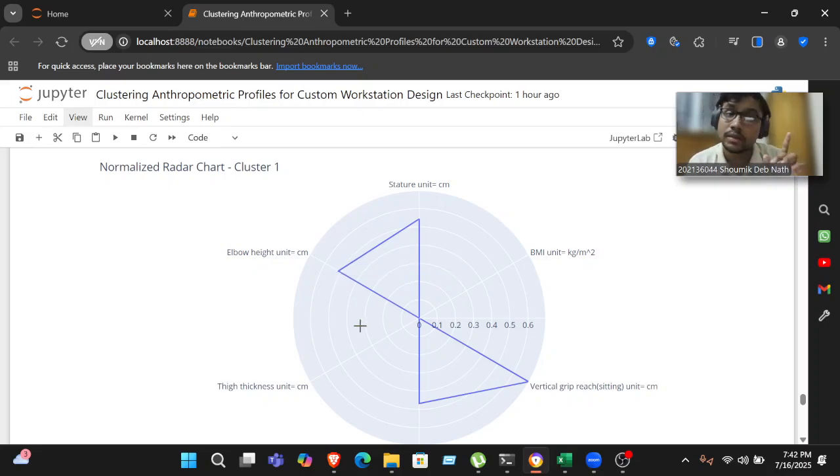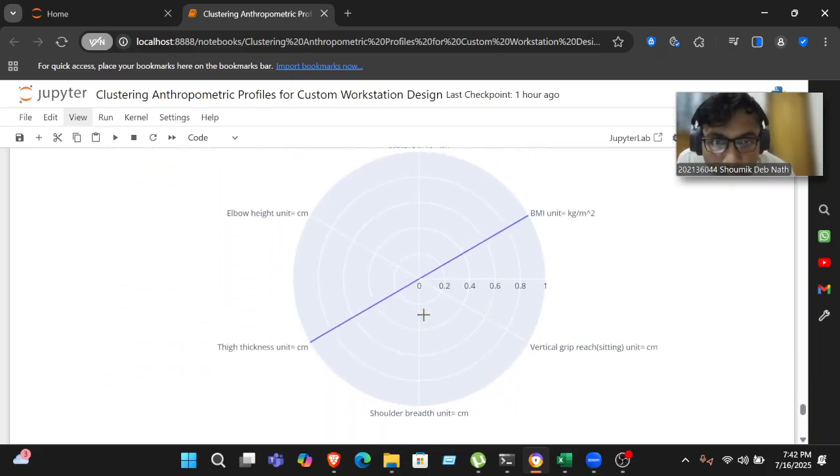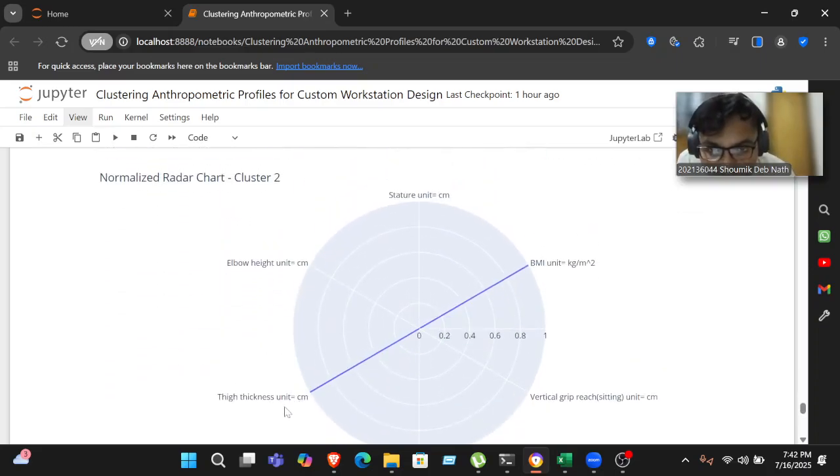How do we say slim figure? Because look, the thigh thickness unit has nowhere to increment. It's standing still at zero. So that means it's a slim person with average height. Now, in cluster 2, what were we actually seeing? That the thigh thickness unit is at maximum and the BMI unit is maximum. So we can guess what these characteristics are implying.